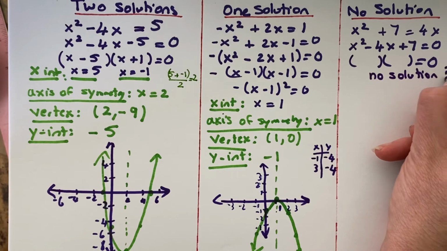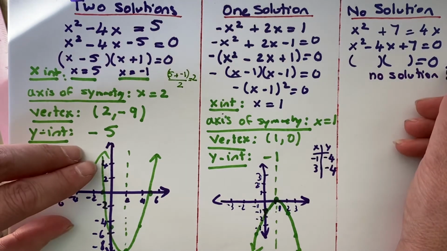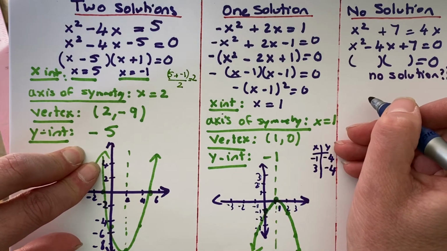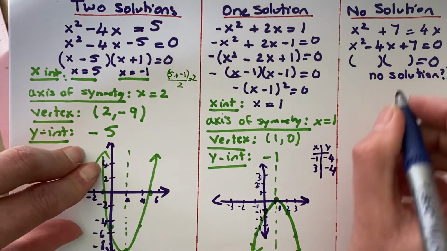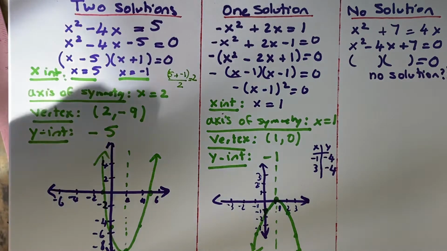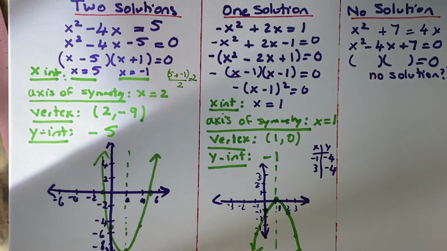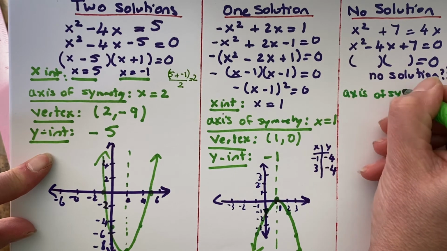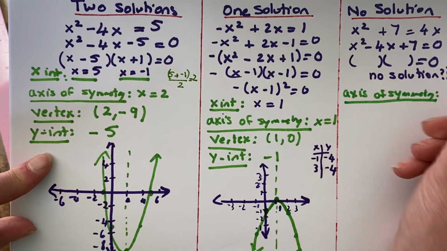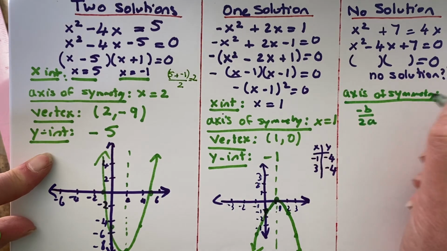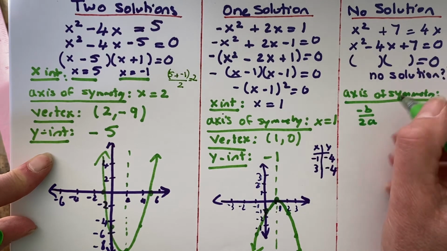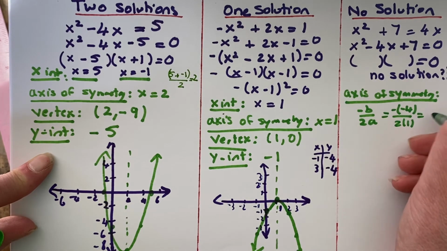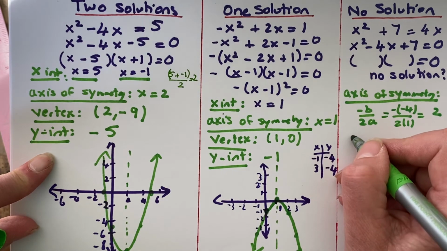So I'm going to say no solution question mark because I can't prove it really unless I have the quadratic equation. So right now I have no x-intercepts. Can I find an axis of symmetry? Well, I'm going to have to do it the old way, right? So the axis of symmetry is going to be negative b over 2a. Well, negative b is 4. 2a is going to be 2 times 1. It's going to be 2. So my axis of symmetry is 2.